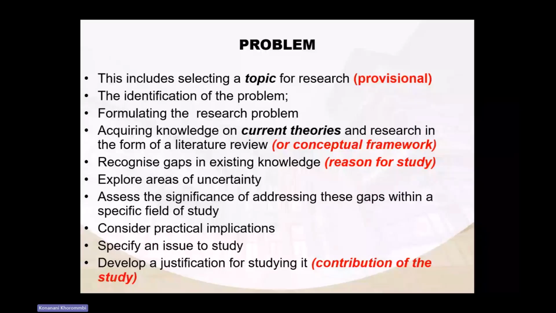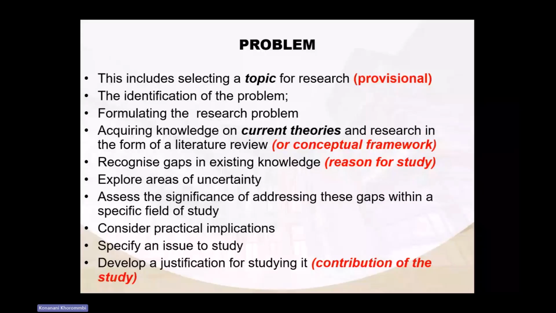Then you formulate the research problem. You have identified it, then you formulate, in other words, you must write it down. Then acquiring knowledge on current theories and research in the form of a literature review. Then you do the literature review. And at master's level and at PhD level, there is a recommendation that you either use a conceptual framework or a theoretical framework. You test the existing theory, and there you can confirm it or you can revise it. Or you use a conceptual framework, which might eventually lead to the emergence of a new theory. This is what must happen.